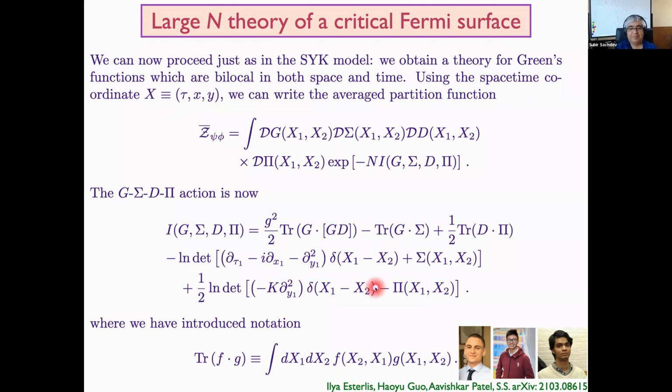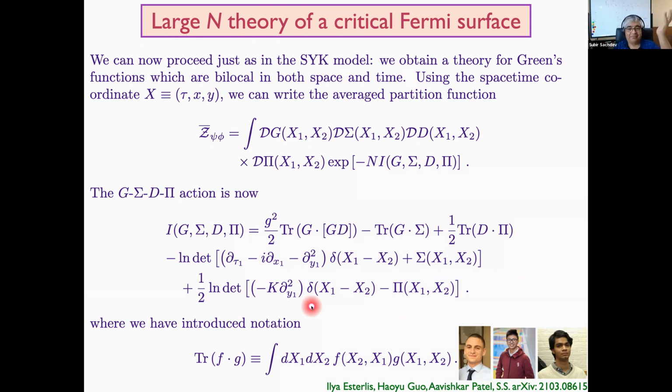So from this, you can now look at the saddle point. You can now turn the crank and do everything we've done for the SYK model. You can look at the saddle point. You can look at fluctuations about the saddle point. You can look for instabilities with broken symmetries, the way Klebanov and others have been looking for the SYK model. And we've done all of that. And there's much more to do. And some of it is described in this paper with Ilya, Haoyu, and Aavishkar.